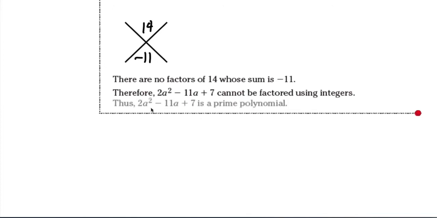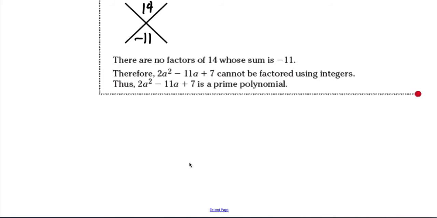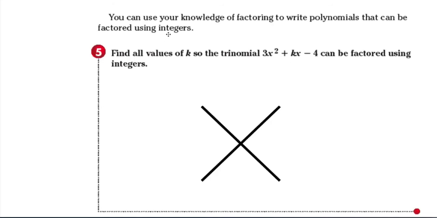And the last example, example number 5, is, I think, in the next page. Yep, it is. You can use your knowledge of factoring to write polynomials that can be factored using integers. So example number 5, find all values of k so that the trinomial 3x squared plus kx minus 4 can be factored using integers. So we want to find the possible values of k.